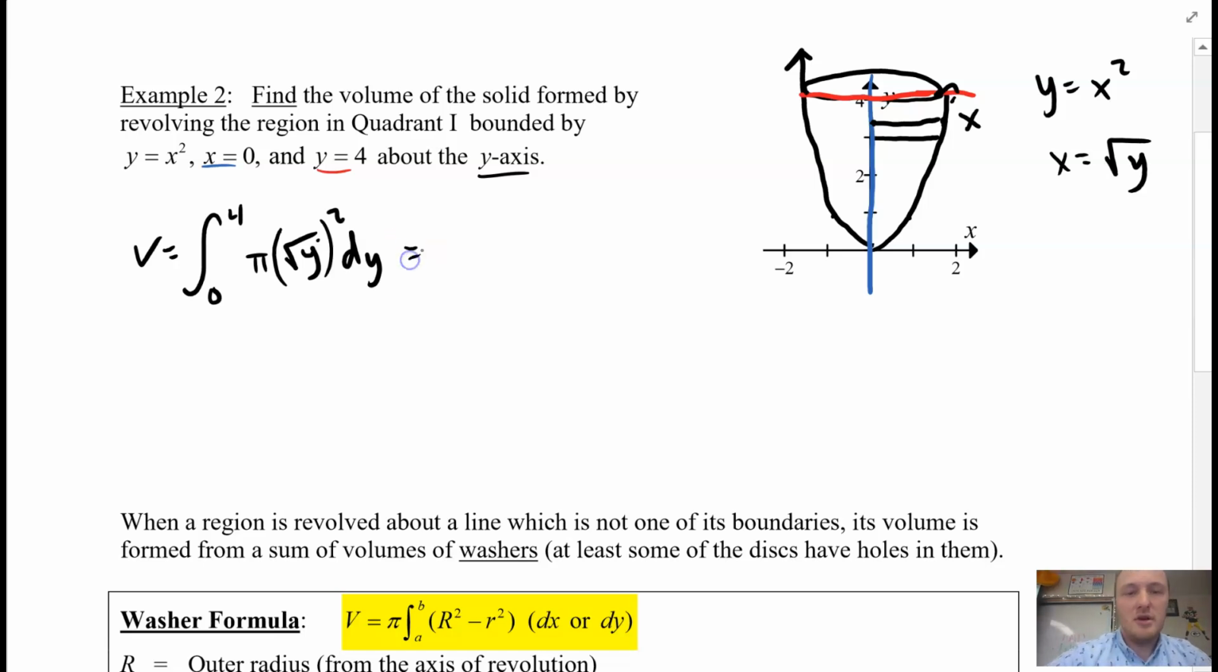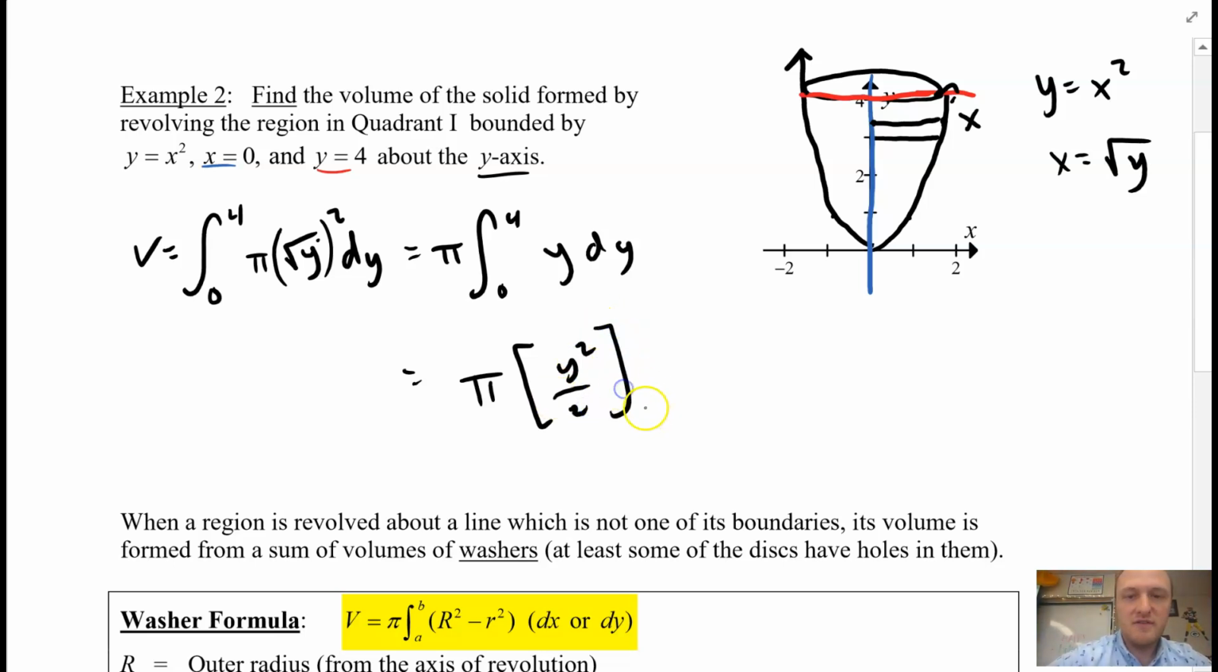So I'll simplify this. From 0 to 4, I'll pull out the constant, and I have y dy, which is equal to pi times y squared over 2, evaluated from 0 to 4. If I plug in 4 squared, that's 16 divided by 2 is 8. So this is 8 pi minus 0, and that would be your answer, 8 pi.